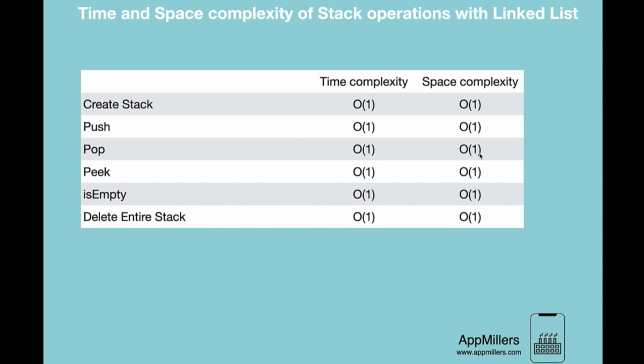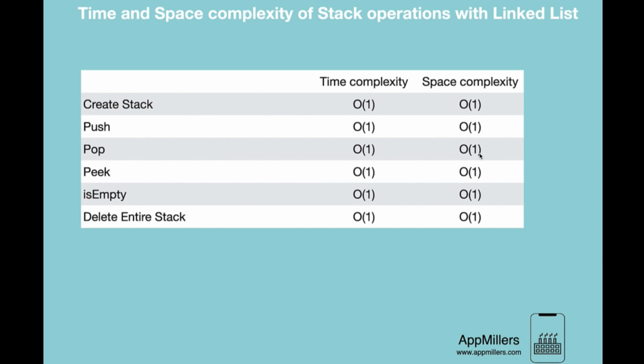Now the next operation is the isEmpty operation. The isEmpty method takes O(1) time complexity because in this case we are just checking the head value. If it is a reference to None, we are returning true. If it is not a reference to None, we are returning false. So this takes O(1) time complexity. Now the space complexity is also O(1) because here an additional space is not required to perform this operation.